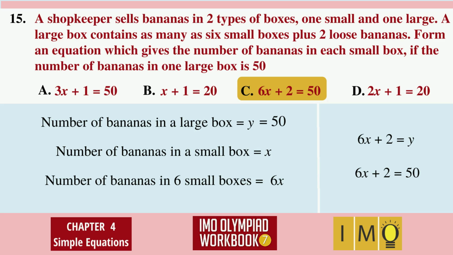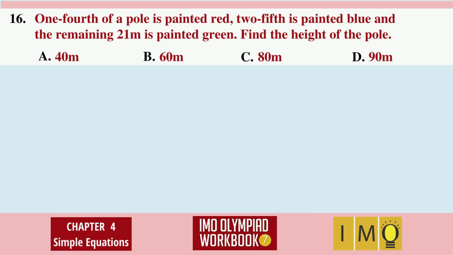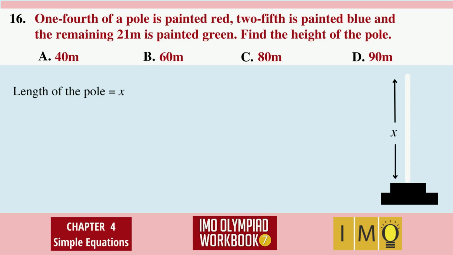Next, question number 16. 1/4 of a pole is painted red, 2/5 is painted blue, and the remaining 21 meters is painted green. Find the height of the pole. As a first step, let us try to depict the same question as a picture. Let's assume that the length of the pole is x.